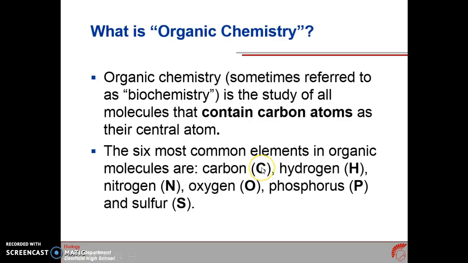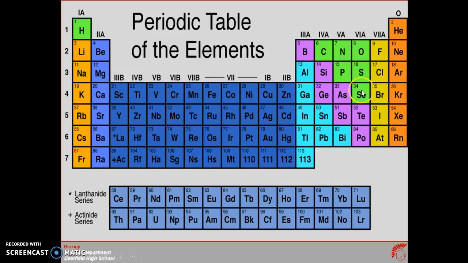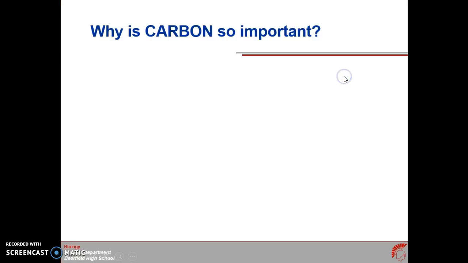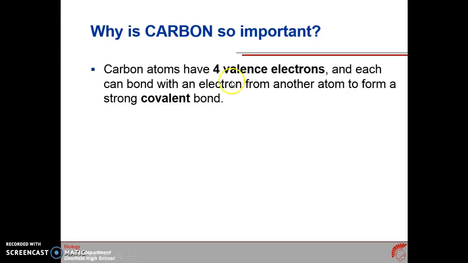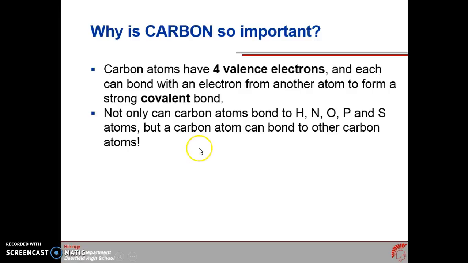for short, CHNOS. Here's the periodic table of elements where you can see the hydrogen, carbon, nitrogen, oxygen, sulfur, and phosphorus. So why is carbon so important? Well, it has the 4 valence electrons, so it can make 4 covalent bonds, which are strong. It can bond with hydrogen, nitrogen, oxygen, phosphorus, sulfur, and also itself.